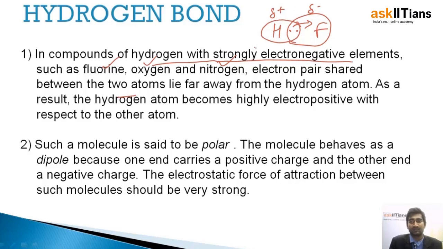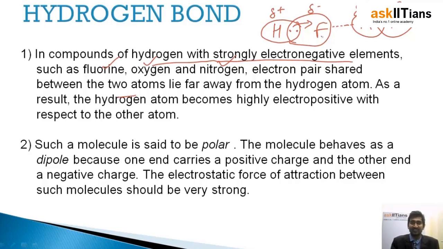The hydrogen here acquires some positive charge, and the fluorine here acquires some negative charge. Similarly, if I take another HF molecule, it will have again delta plus and delta minus. Now these two molecules will attract. This is the origin of hydrogen bond.